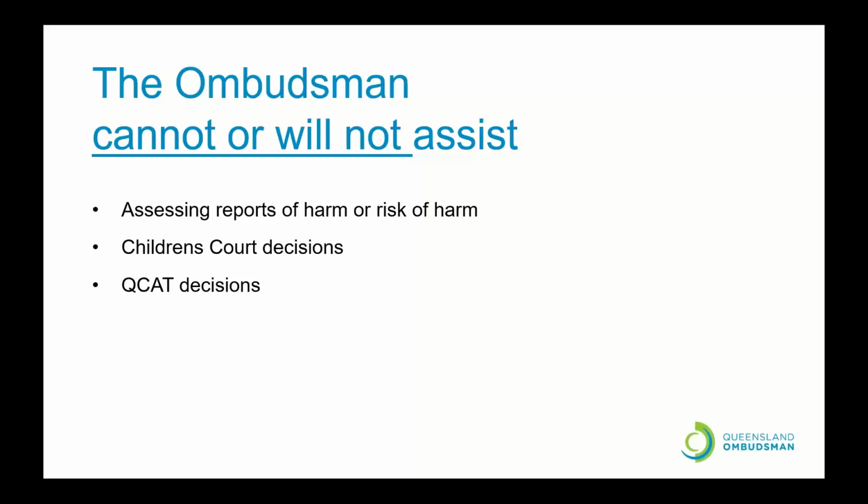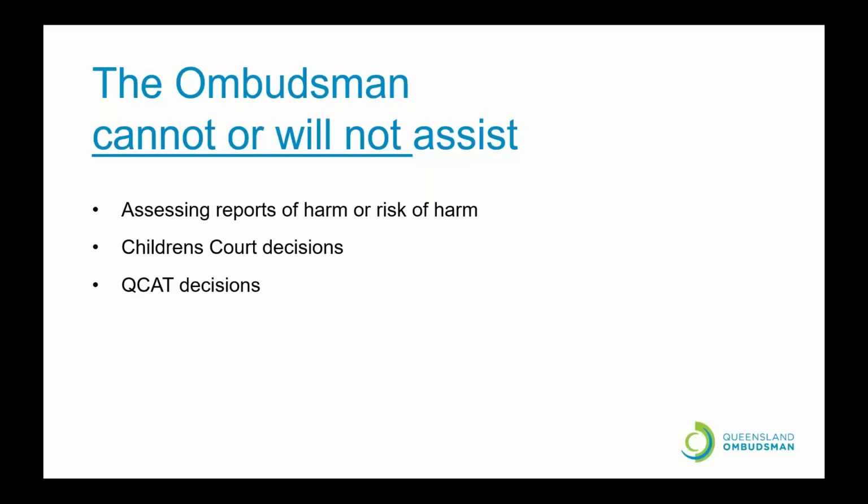So just covering off on what we can and cannot assist with. Firstly, what we can't or will not assist with. We don't have the power to investigate or respond to reports of harm or risk of harm. These reports of harm or risk of harm should be made to the relevant regional intake service of the department. Anyone can contact the department with concerns about a child who is at risk of harm or who has been harmed. There's 7 regional intake services across the state, and all those contact details can be found on the department's website.